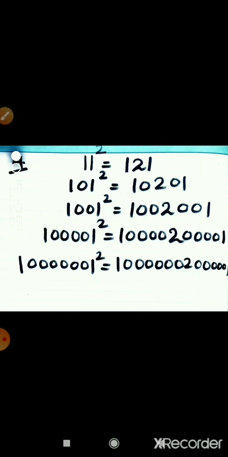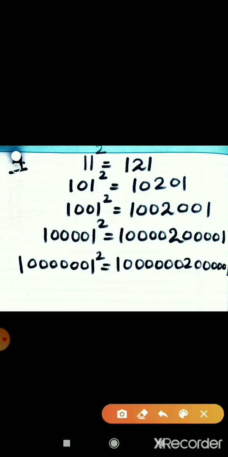In this question, what we have to do? Observe the following pattern and find the missing digits. Now look children. 11 square is equal to 121. Now here 101 square is equal to 10201. Means here 1 0 increase, then here 1 0 increase and 1 0 increase.